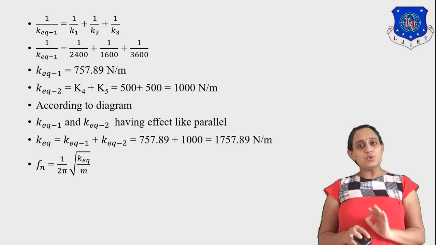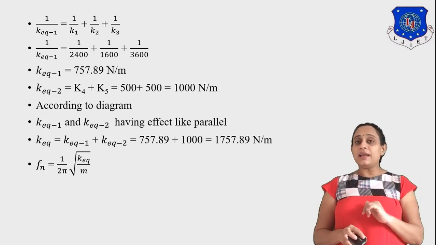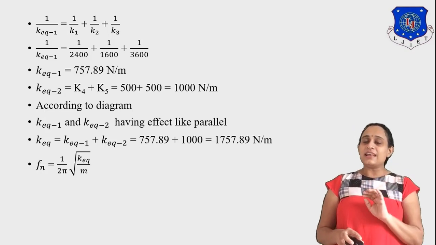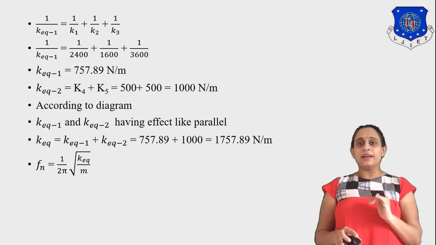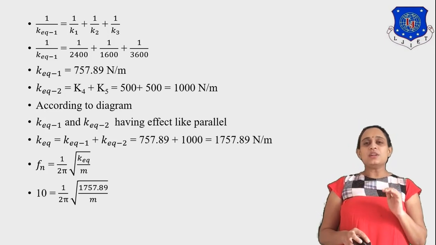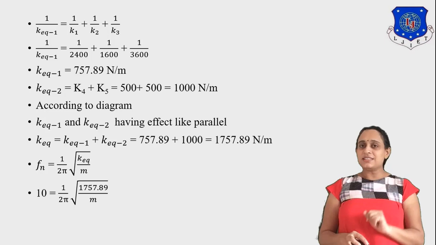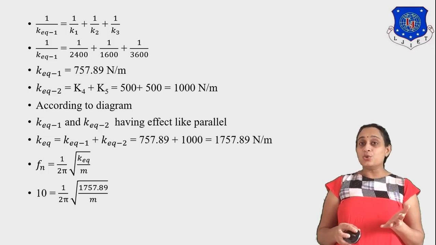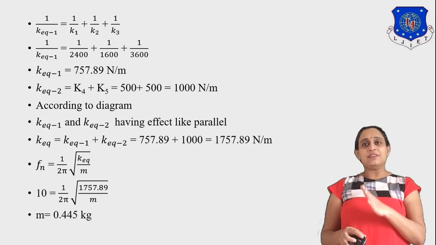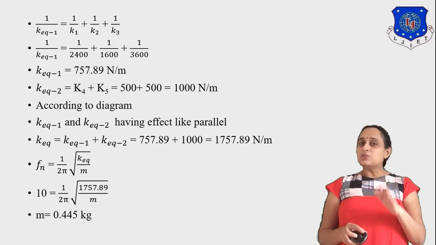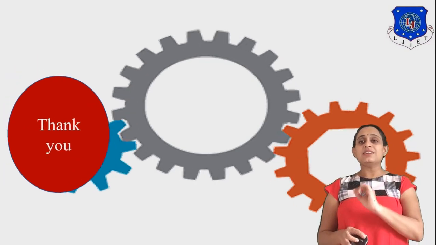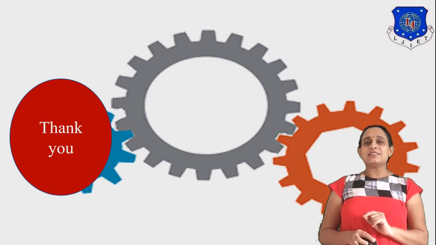Frequency is equal to 1 upon 2 pi under root of K by M. In our case, we have to consider K equivalent. Okay. So let us have frequency Fn is equal to 1 upon 2 pi under root of K equivalent by M. So let us put the value of frequency, which is 10. 1 upon 2 pi, as we all know the value of pi, and put the value of K equivalent, which is 1757.89 divided by M. By solving this equation, we will get the value of M as 0.445 kg. Okay, so this is our numerical.